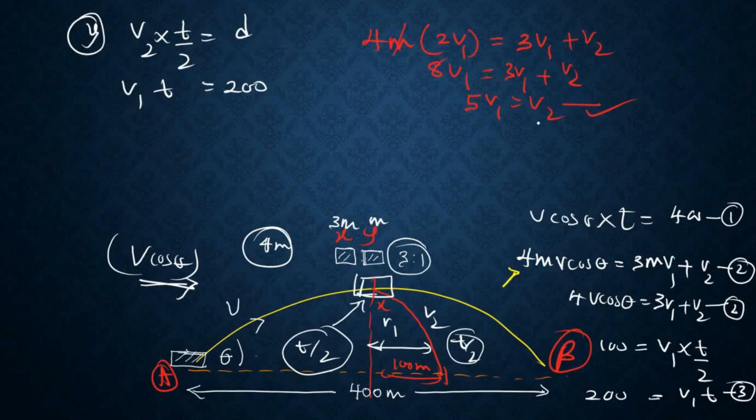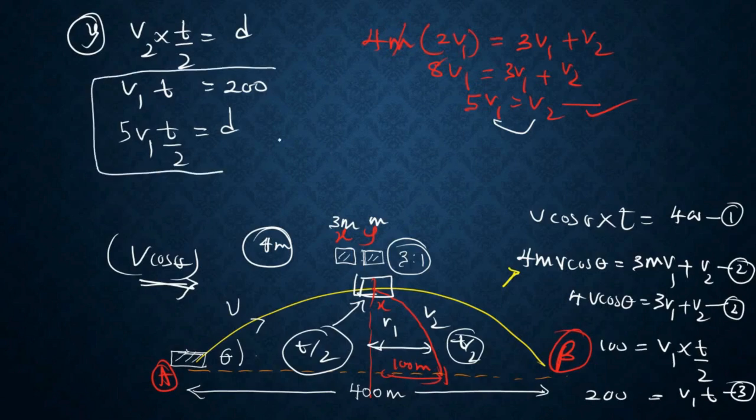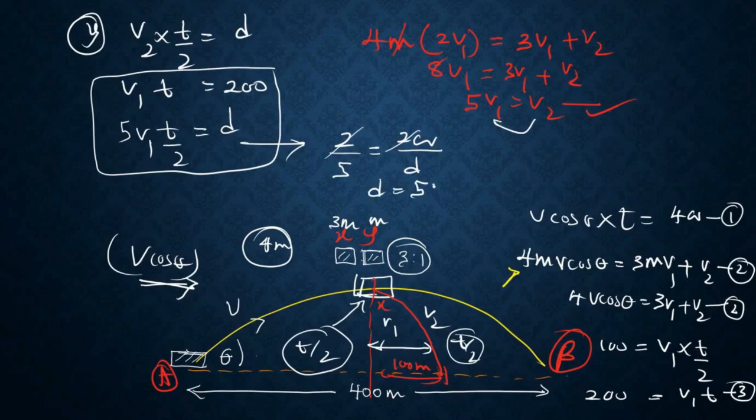Actually we can write down v2 from v1, vice versa, right? So v2, of course, it's 5v1, that into t2 equals d. So let's divide these two equations now. Then I'm getting t cancel off, 1 over 2 goes off, so 2 over 5 equals 200 over d. So 2 cancel off 100, and then d equals 500.